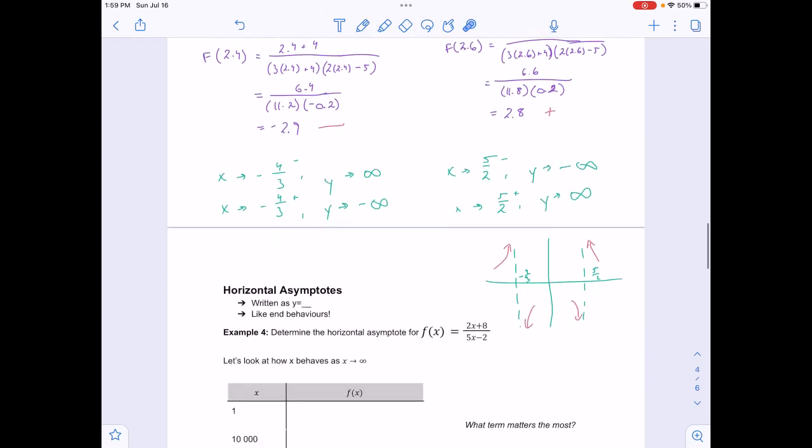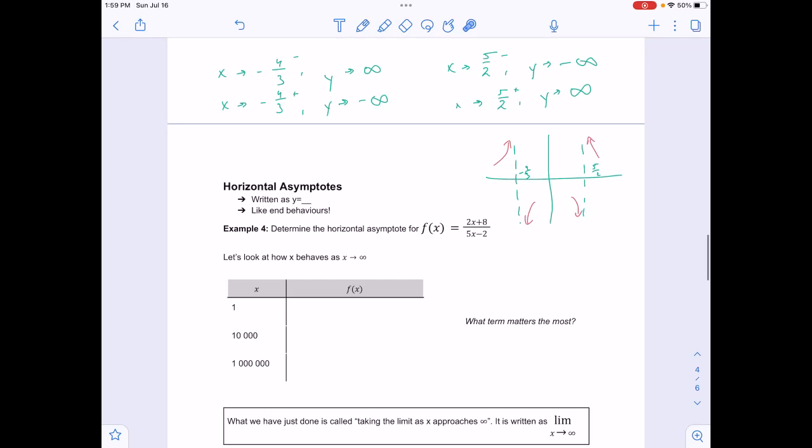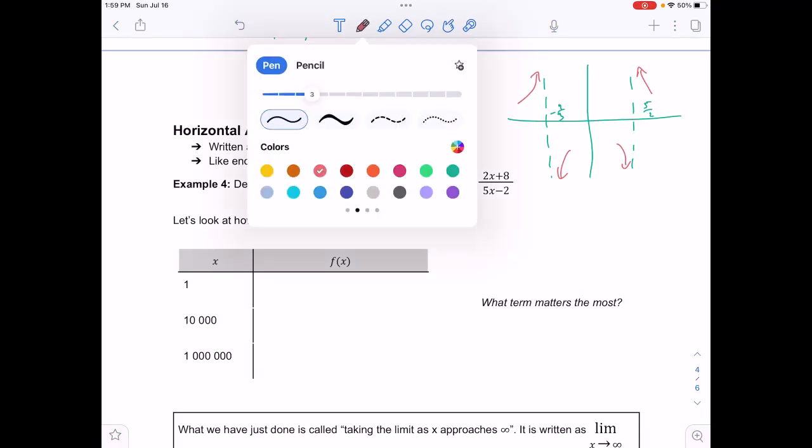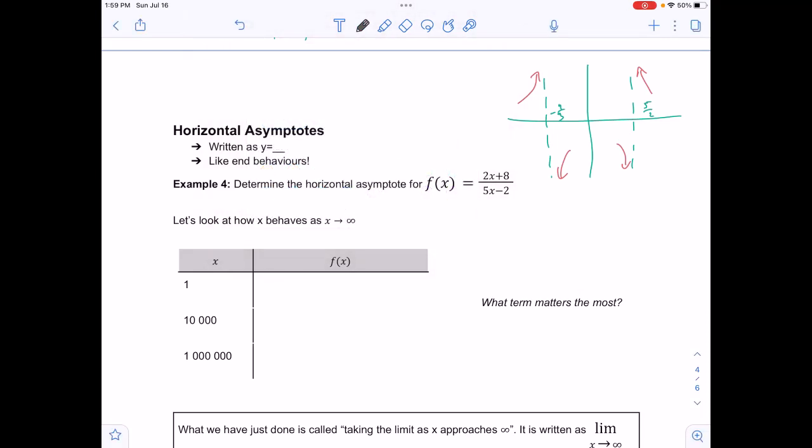Now let's talk horizontal asymptotes. Horizontal asymptotes are written as y equals a number, and they're very similar to end behaviors when thinking about polynomial functions, because we want to know essentially what's happening as x is getting really, really big. The cool thing about these is you can cross them.